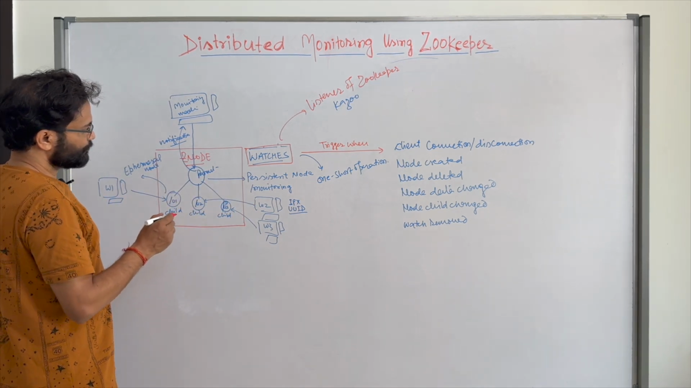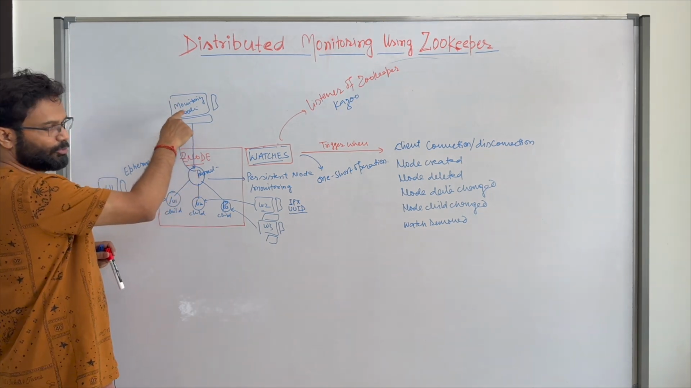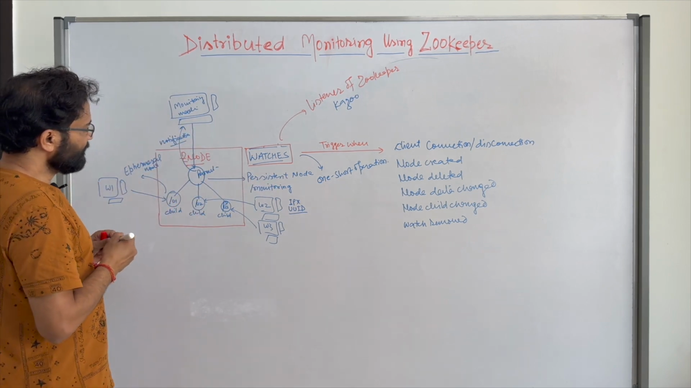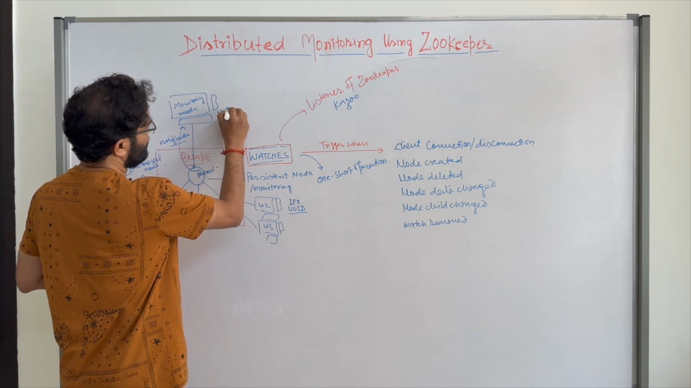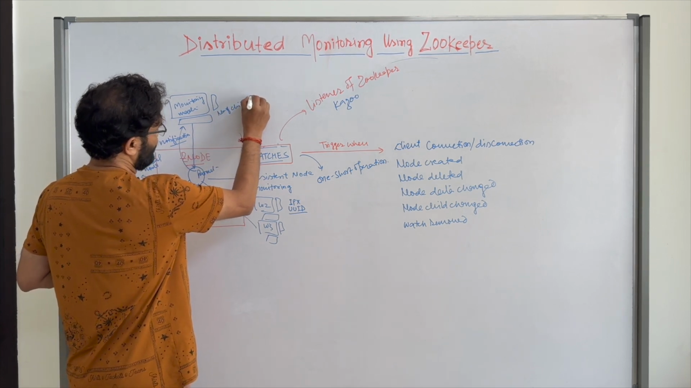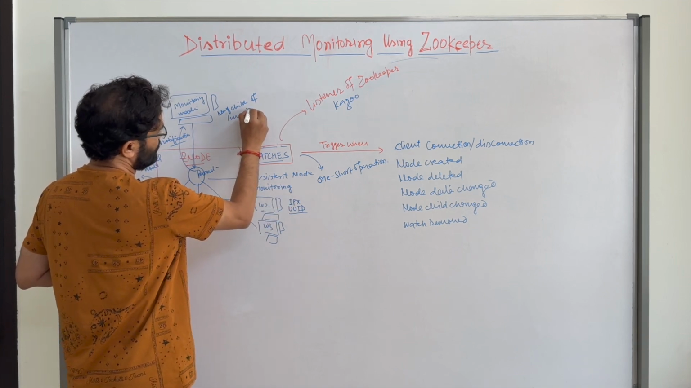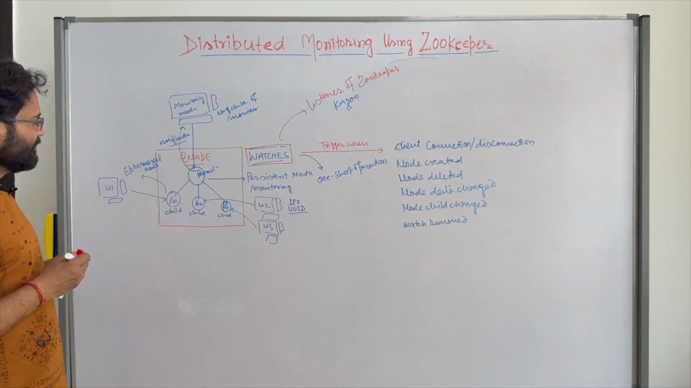So what happens the moment it connects to this monitoring machine? It will check the number of children of the parent node, which is the monitor. So it will get the number: 1, 2, 3, right?